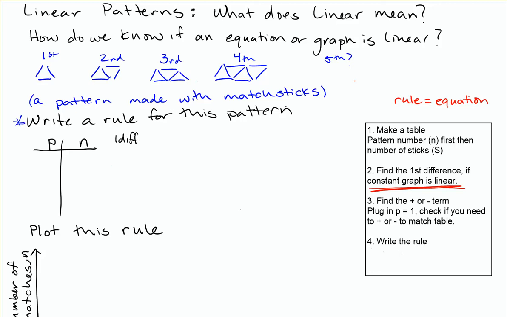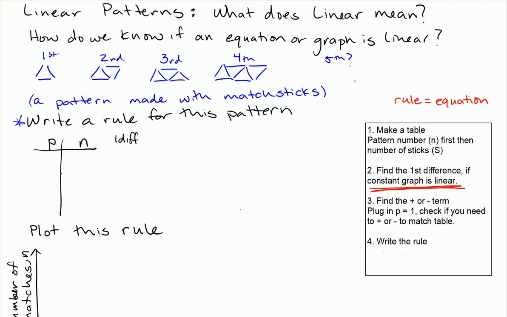So often we look at a situation here where they give you a physical pattern. So if you want to pretend this pattern drawn on here in blue is actually made with matchsticks, we want to come up with a rule to represent how many matchsticks are needed for each pattern that you build. So for instance, we need 3 matchsticks for the first pattern, 5 for the second, 7 for the third, 9 for the 4th, etc.